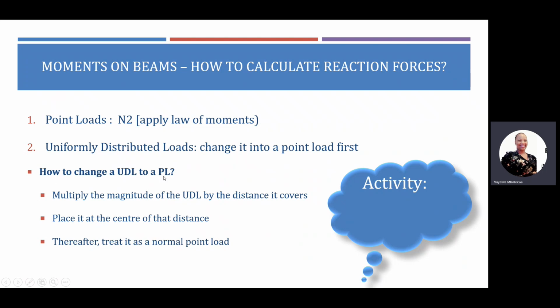How do you change the UDL to a point load? You take the magnitude of the UDL, you multiply it by the distance that the UDL covers, and then you place that answer at the center of that distance that the UDL was covering, because it has now become a force. Thereafter, you treat it as a normal point load.